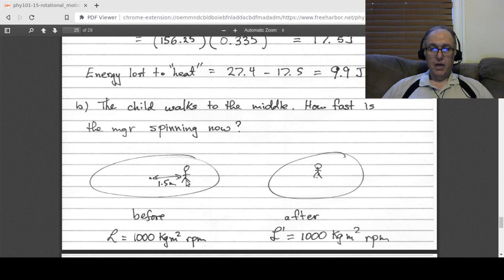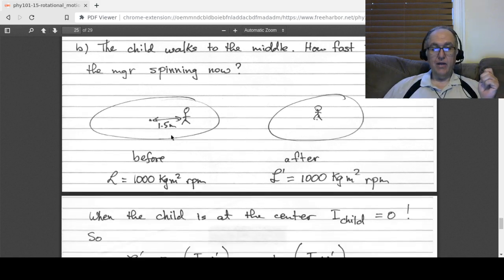The child is out here. As the child moves into the middle, what happens to their moment of inertia? When the child is right at the middle, their r is 0, their moment of inertia is 0. Okay, so the total moment of inertia decreases from before to after, so the omega has to increase. Okay, so let's work that out.